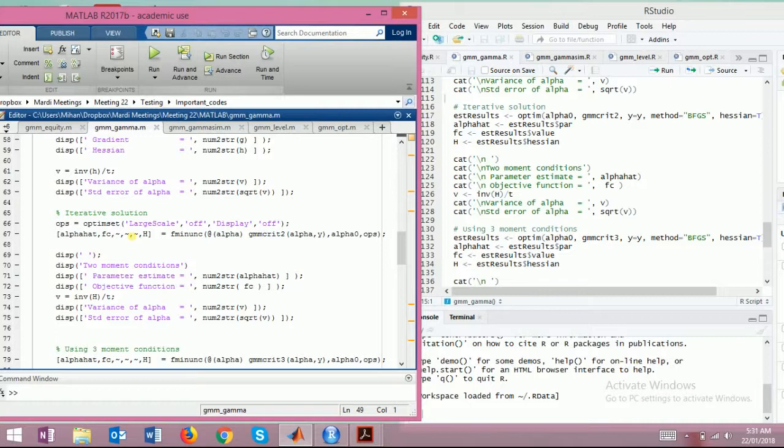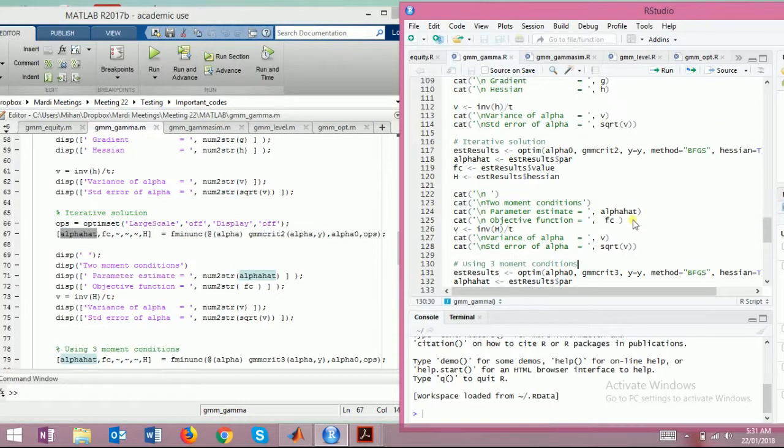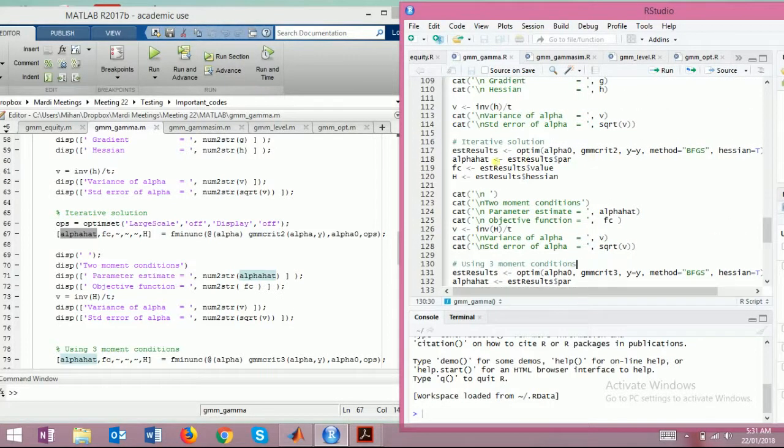In MATLAB it is optimset, large scale, display iteration, or you can put display as off. And we want alpha, we want the function's value, and we want the Hessian. So at alpha, input alpha naught and the options, the initial value. Here the initial value, optim will just do optimization: alpha naught, then GMM crit, initial value alpha naught.